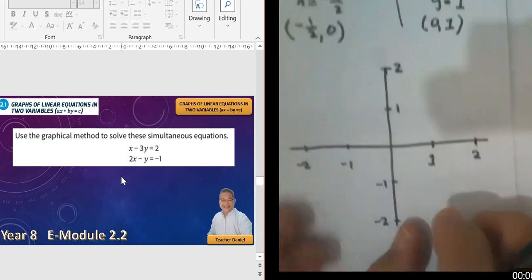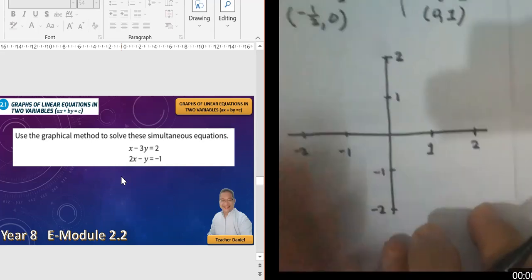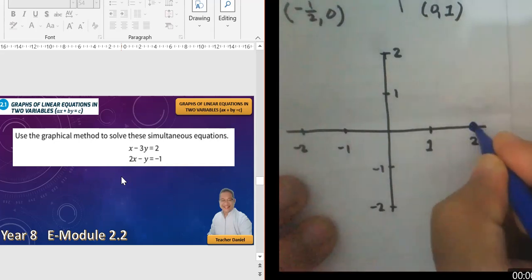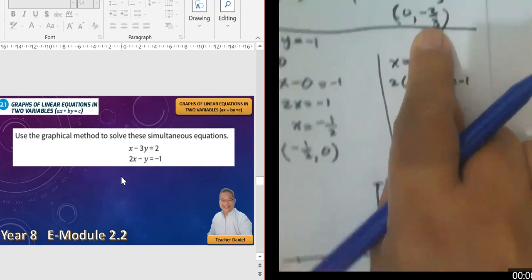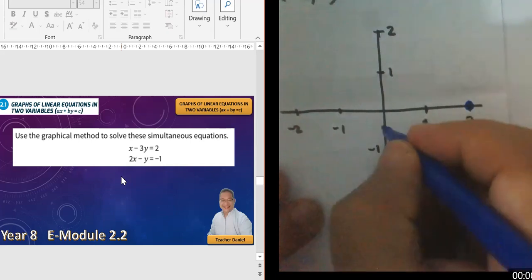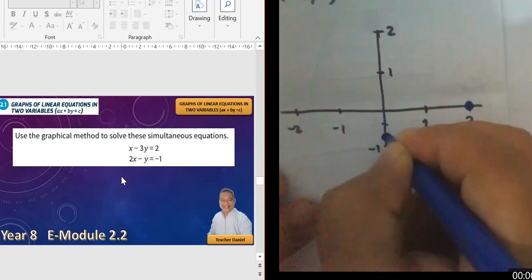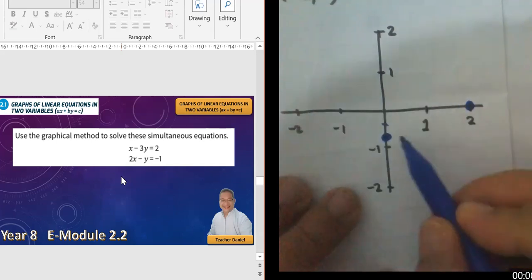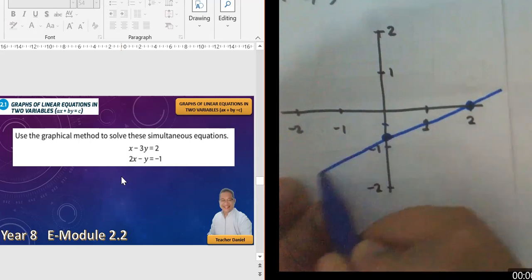So now we're going to draw. It says (2, 0). So meaning to say (2, 0) is this one. That is your coordinate (2, 0). And then you need to plot (0, negative 2 over 3). So meaning it's somewhere here, 1, 2, here. And then now we're going to connect the two. Hopefully. Okay, there you go.